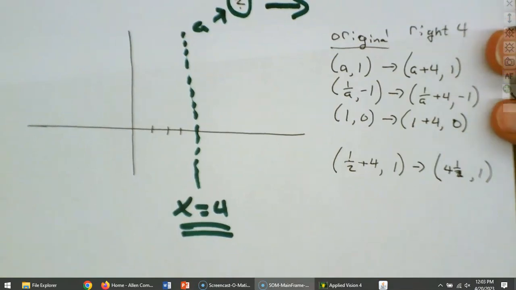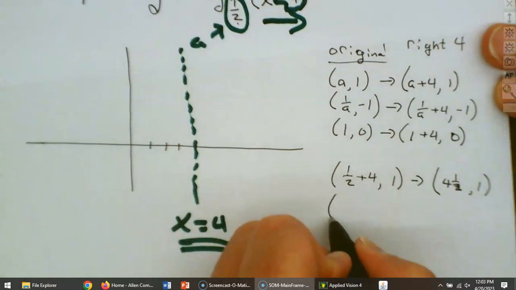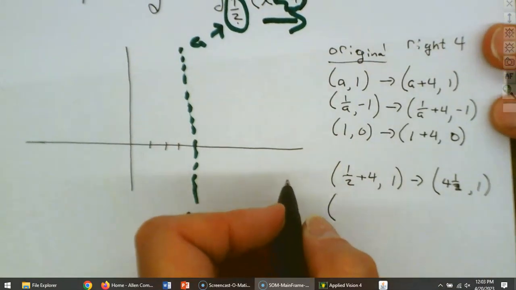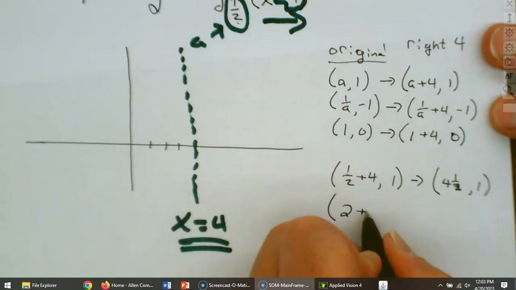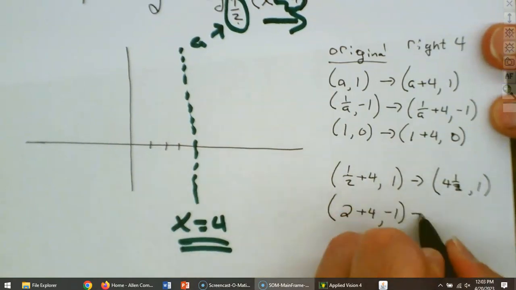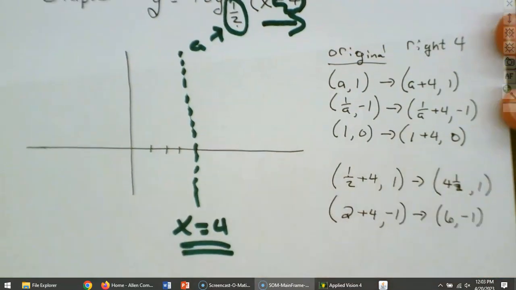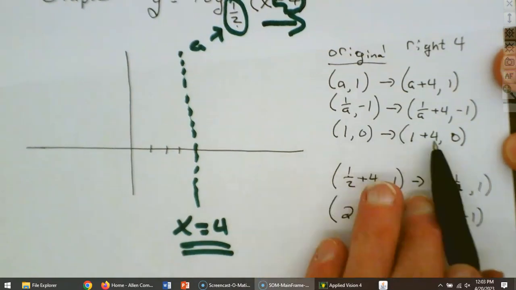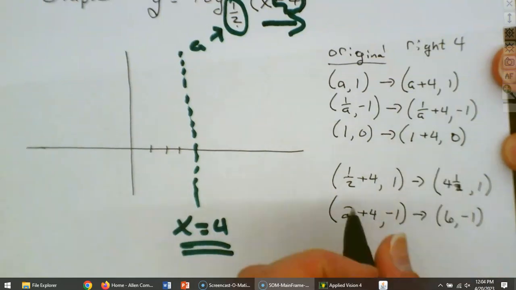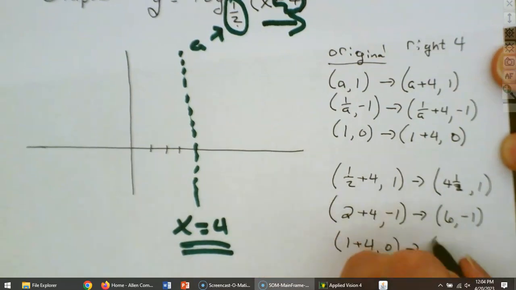And then we've got 1 over a. Remember, a's a half here. So what would this one be? 1 over a would be a 2, right? 2 plus 4, comma, negative 1. What does that give you? 2 plus 4, that gives you a 6. And minus 1, we have that point. We've got our last one. We're moving it over 4 units, and we're adding 4 here. So that's going to be at 1 plus 4, comma, 0, which 1 plus 4 is 5, comma, 0.